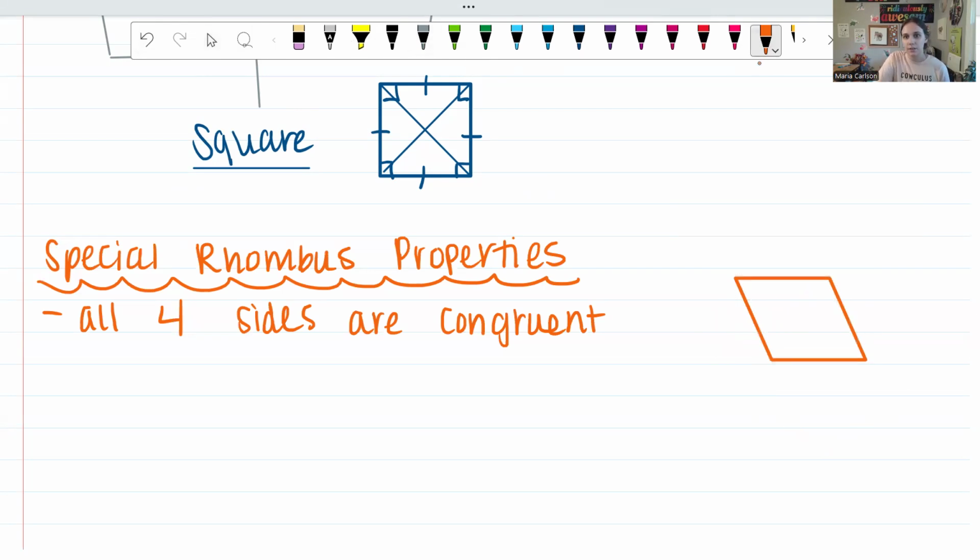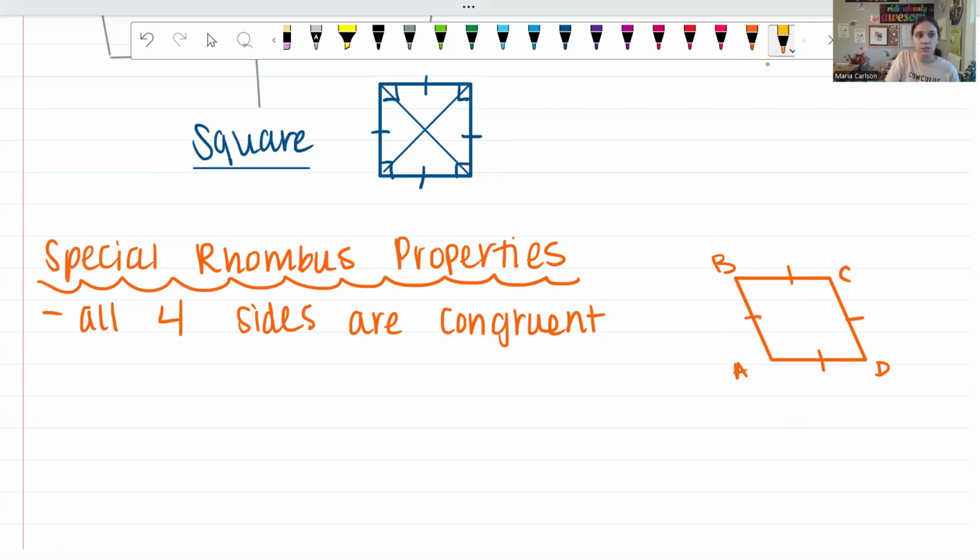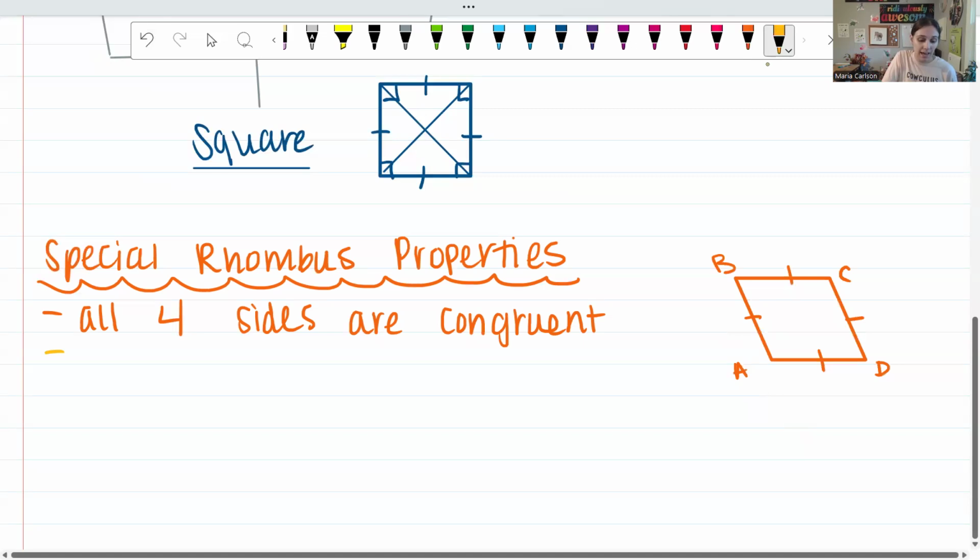Better. All right, so in this rhombus here, all 4 sides are congruent, which means AB is congruent to BC, is congruent to CD, is congruent to AD. All of those sides are congruent. Also, our diagonals, not only do they bisect each other because it's a parallelogram, but they bisect the opposite angles.